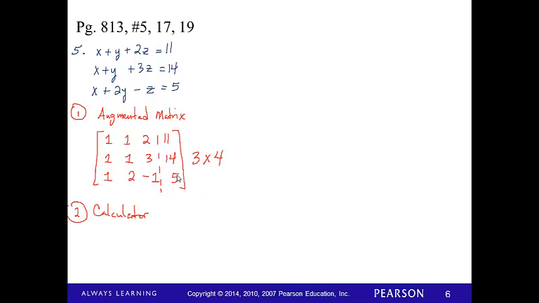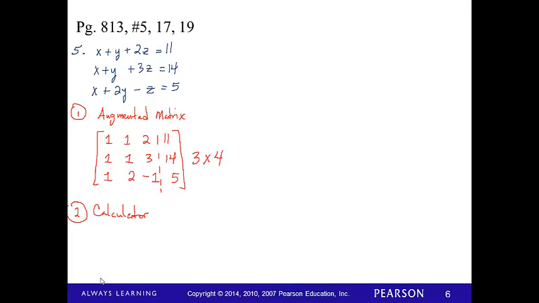Once you've inputted this last element, so you hit 5, enter, at that point you should be able to use your cursor keys to scroll up and down, left and right to check your elements. Make sure everything's good to go. Once you are satisfied with your matrix, go ahead and hit second, quit. Now we need to get back inside our matrix menu. So go ahead and get back inside your matrix menu.